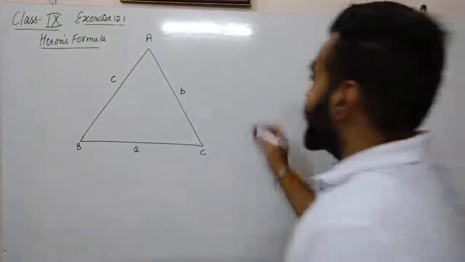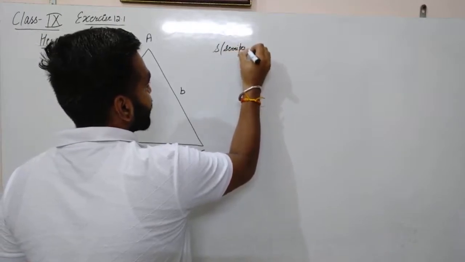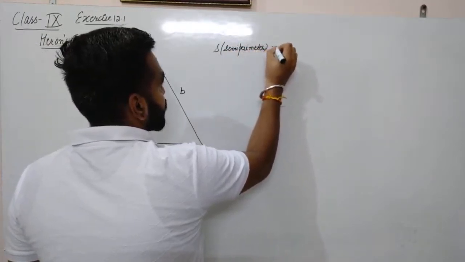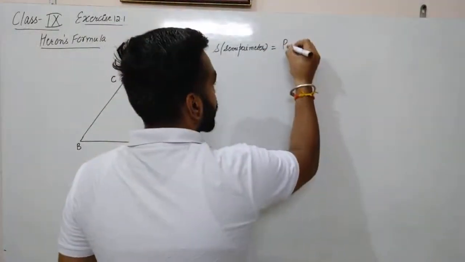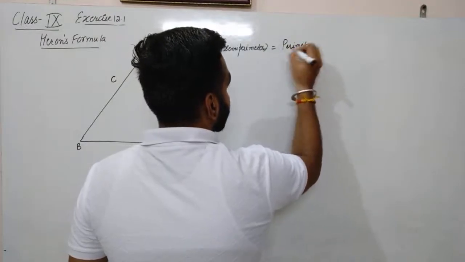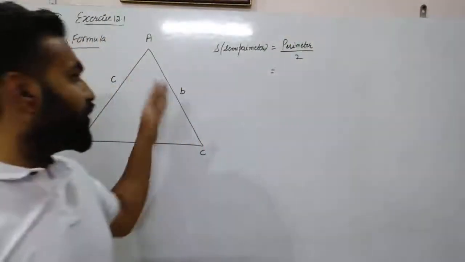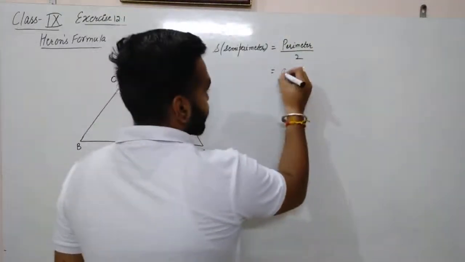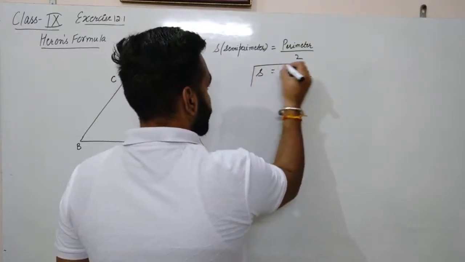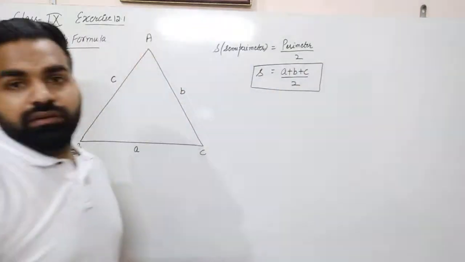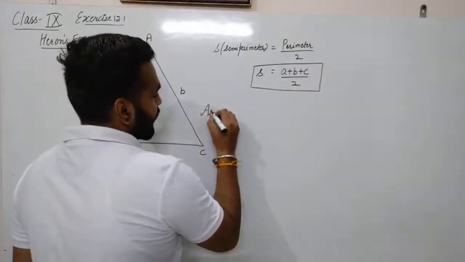So here first of all we calculate the semi-perimeter, that is s, small s. This is called semi-perimeter. So small s is semi-perimeter, which is calculated by perimeter by 2, half of perimeter. And how to calculate the perimeter of a triangle? Sum of all the three sides, that is a plus b plus c. So this is how to calculate the semi-perimeter, small s.